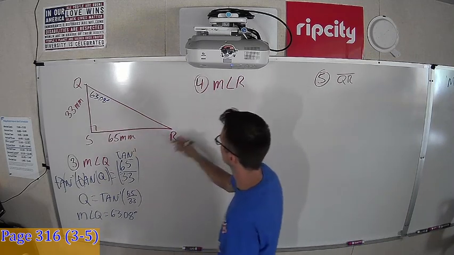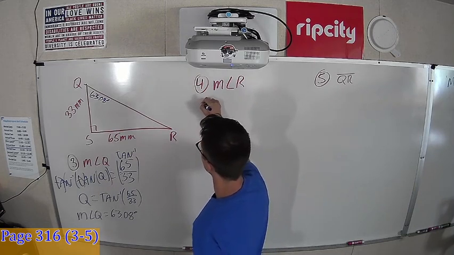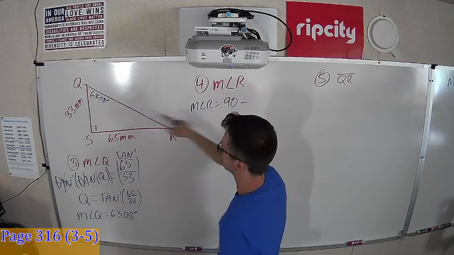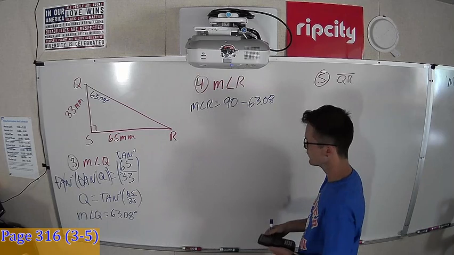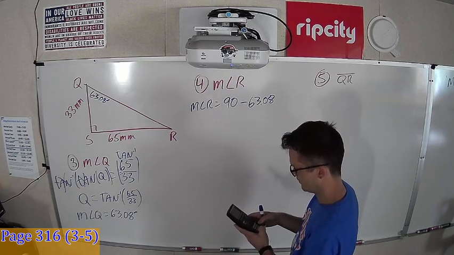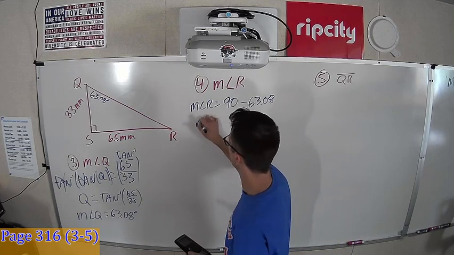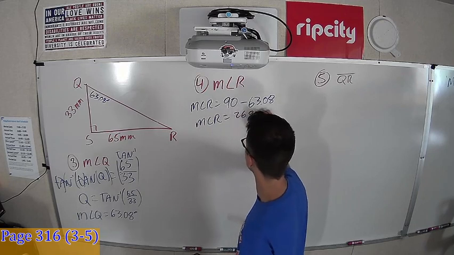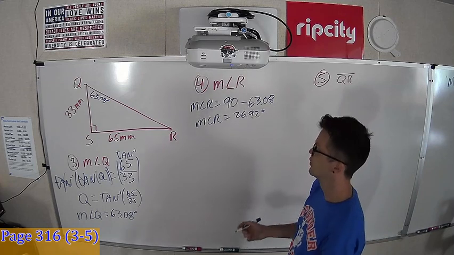So the difference between, so let's see, how do I say this? The measure of angle R is going to equal 90 minus 63.08 because these 2 must be complementary angles. So 90 minus 63.08. Measure of angle R equals 26.92 degrees. That's way number 1. It asks for 2 different ways. So here's the trig way.